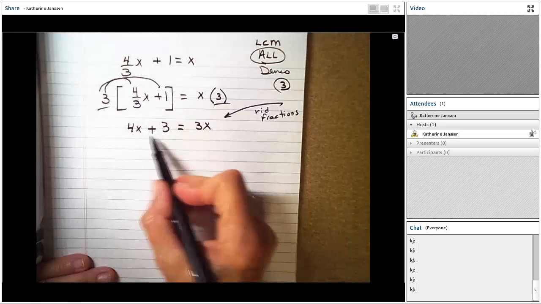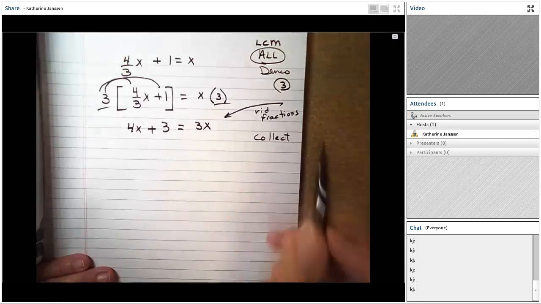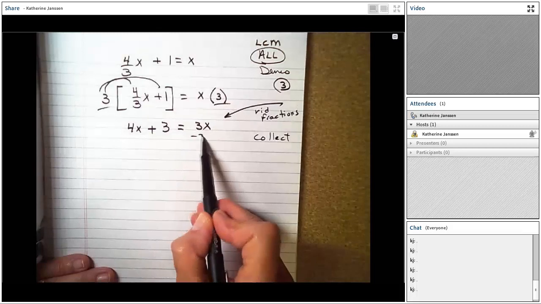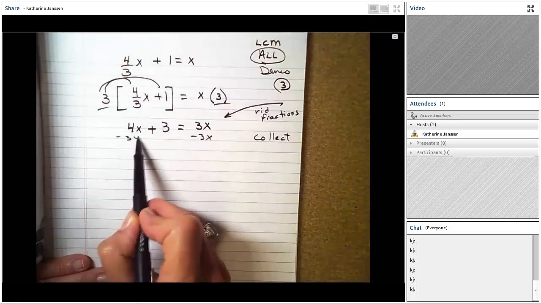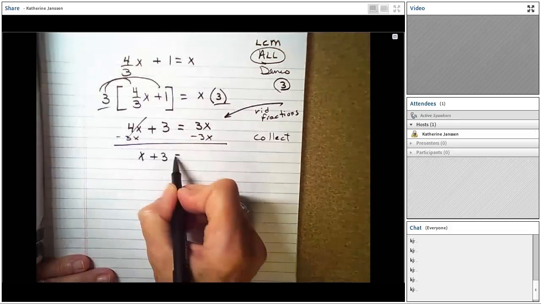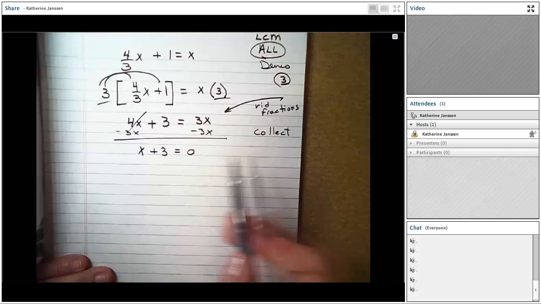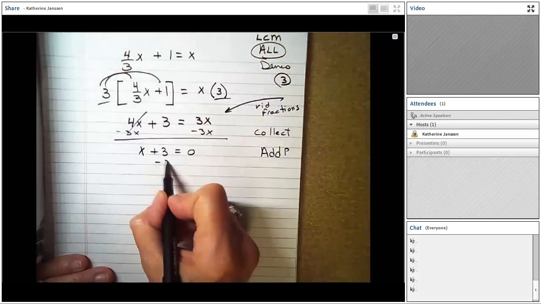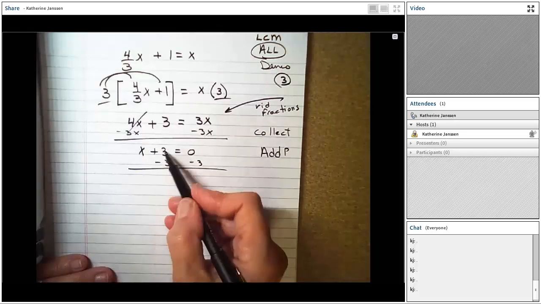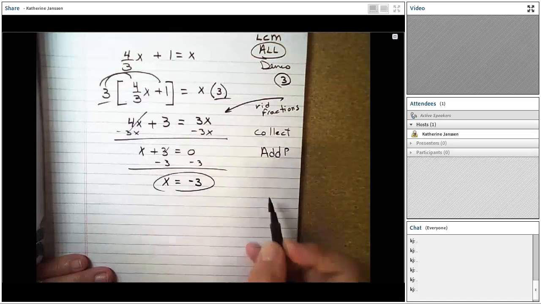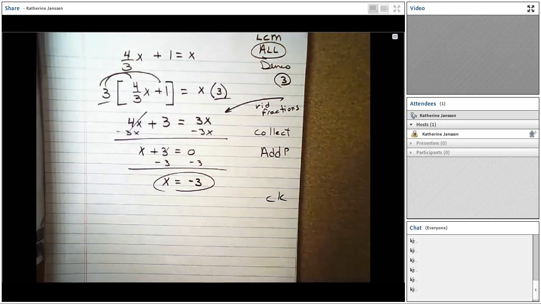So now it looks like we can collect like terms. I'm going to add a negative 3x to both sides. That'll leave x plus 3 equals 0. I'm still trying to isolate my x term, so I'll use the addition principle again to add a negative 3 to both sides. Opposites go to 0, leaving x equals negative 3. And you can check, substitute back into the original equation, and solve.